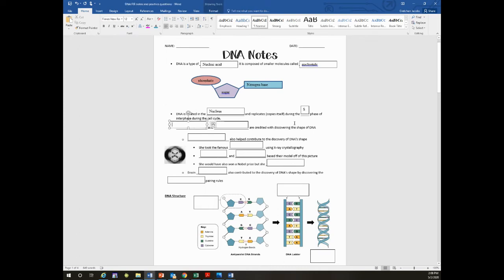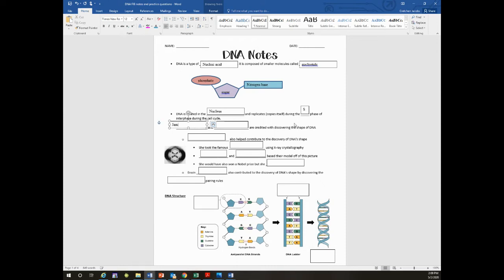We recently discovered DNA. For the most part, the shape of DNA was found in the 1950s, which really isn't that long ago. They actually discovered that DNA was the genetic material in the 1800s, so that was a long time ago. But we didn't really know what it looked like until the 50s, when scientists started trying to analyze the structure.